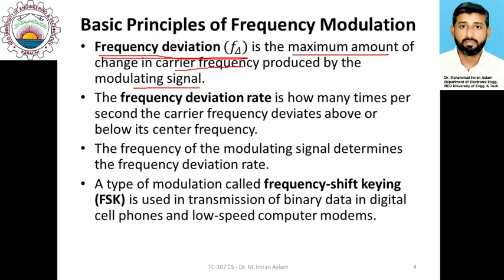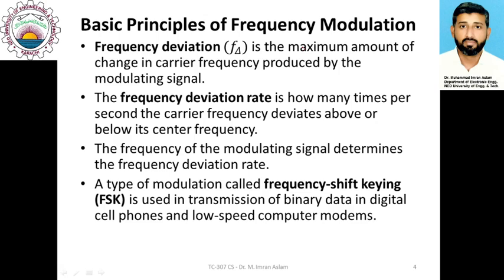Another term which is used in conjunction with frequency modulation is frequency deviation rate. So frequency deviation rate actually represents how many times in a second the carrier frequency deviates above or below the carrier frequency, the center frequency. Because it will go above the frequency and below the frequency, the number of changes is represented by the frequency deviation rate, and this rate is actually dependent on the frequency of the modulating signal. So if the modulating signal has higher frequency, this frequency deviation rate would be very high.